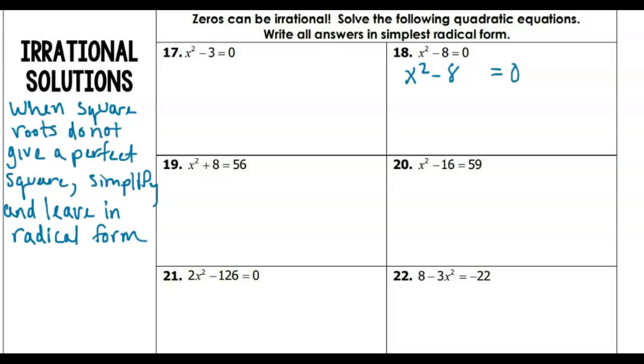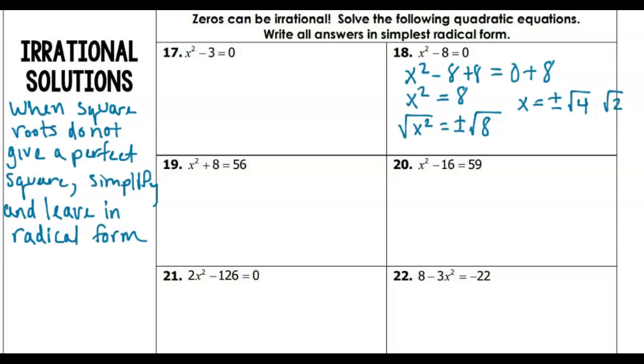So we'll start with number 18 and look at a very simple example where we're going to add 8 to both sides, and we take the square root of 8, both plus and minus, and remember that the square root of 8 is not a perfect square. However, if we think about this one, you can break this up. Remember, we can break up square roots into products. So you could take the square root of 4 times the square root of 2. That is also another way to write the square root of 8.